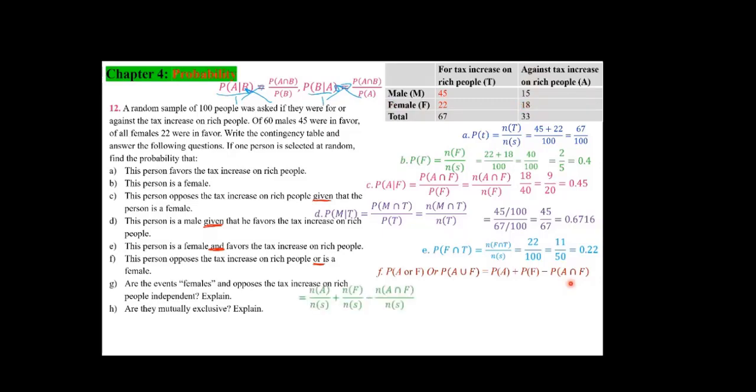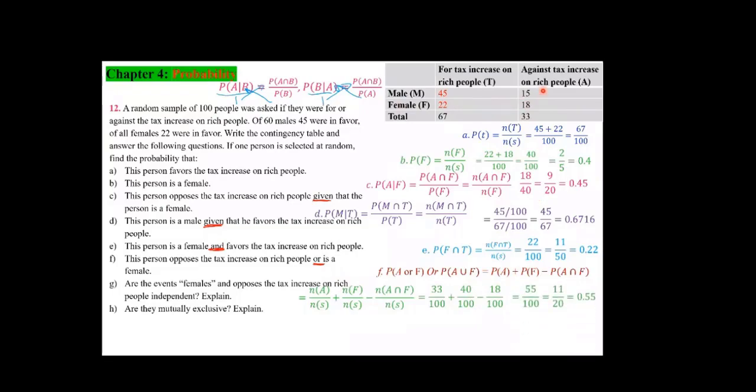It becomes N of A plus N of F minus N of A intersection F over N of S. So as I mentioned, this column, total of 33. This row, total of 40. They have a common number 18. We're going to subtract because it's been accounted for 2 times. And that's your final answer.